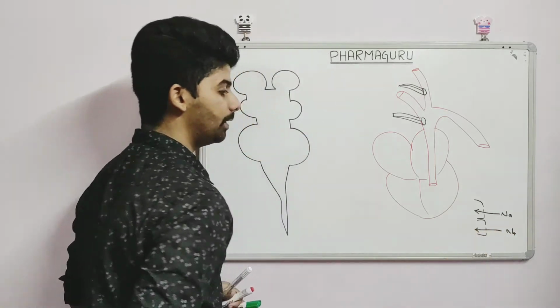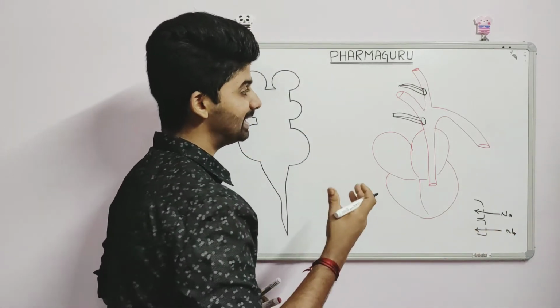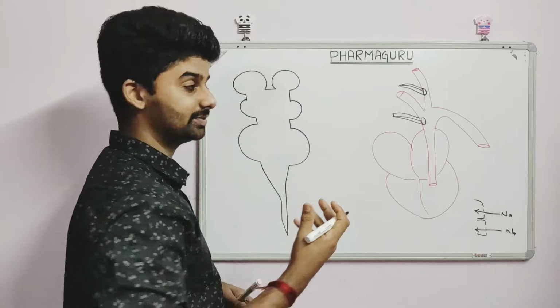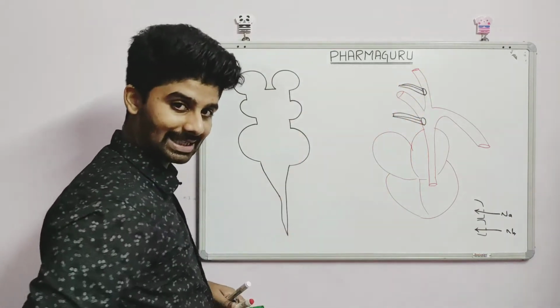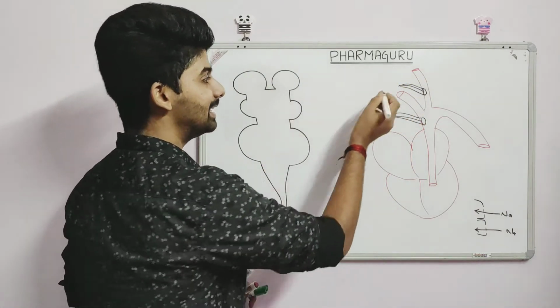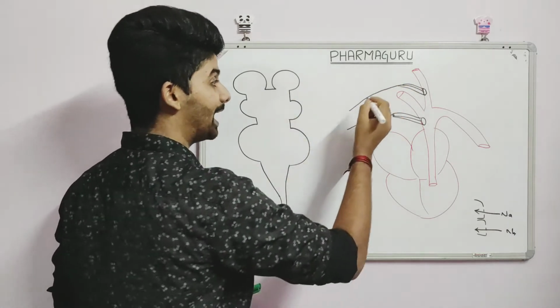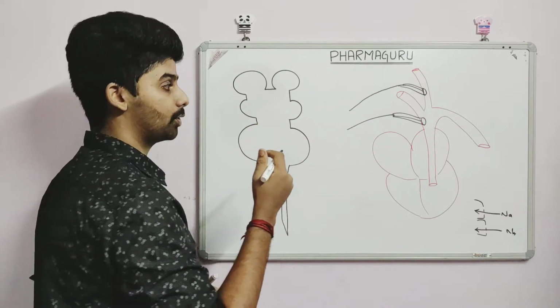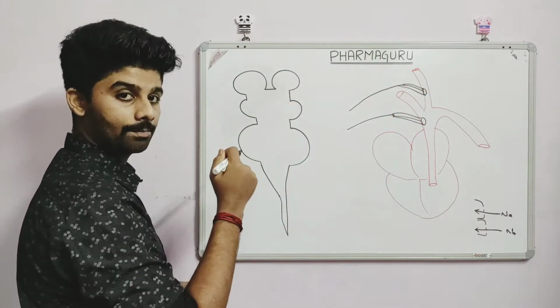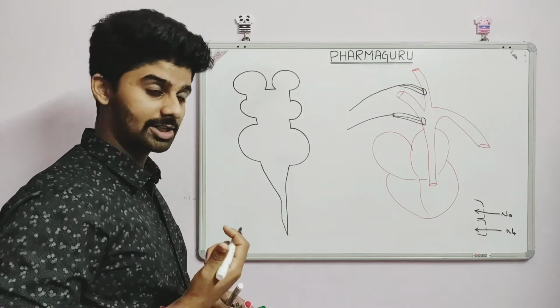The sodium will move into this neuron, and whenever there is movement of a positively charged substance into the neuron, specifically sodium, what happens? There is a generation of an action potential, and that action potential will be transmitted from there. Now who will carry this action potential?